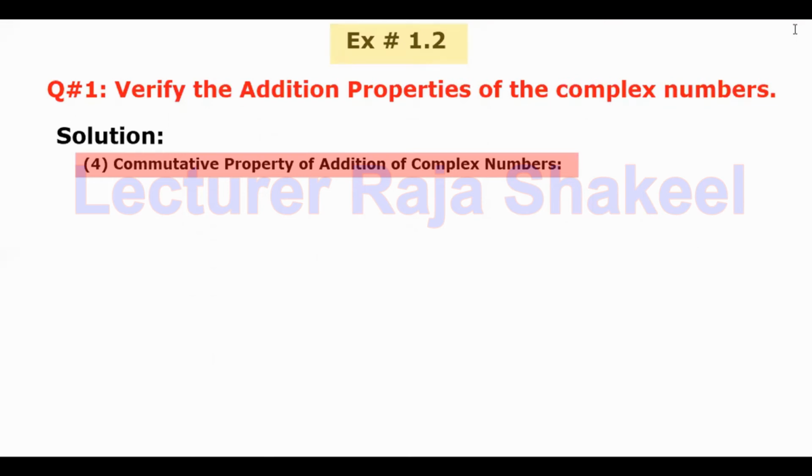For example, the first is C1 and the second is C2. If you get the result of C1 plus C2, or the result of C2 plus C1, meaning you are changing the arrangement, the result is the same. So we have to prove this property. Let us consider that we have two complex numbers. First, C1 is equal to A1 plus B1 iota, while the second, C2, is equal to A2 plus B2 iota.